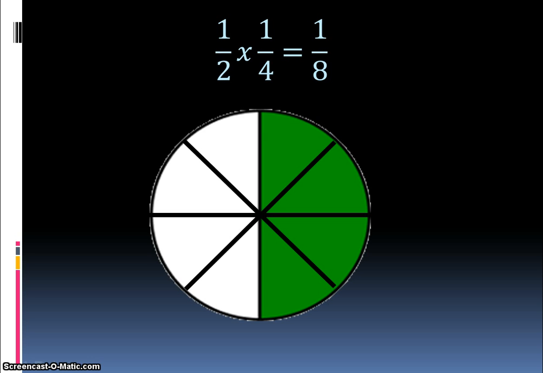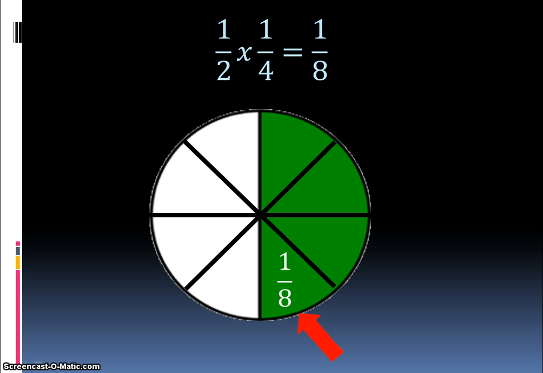I went ahead and added in the lines on the other side so you could see why my denominator becomes 8. As you can see, it is split into 8 equal parts. Let's look back at 1/2 times 1/4. All I want to know with this example is the value of this piece right here, 1/4. And with that, we see why it equals 1/8.